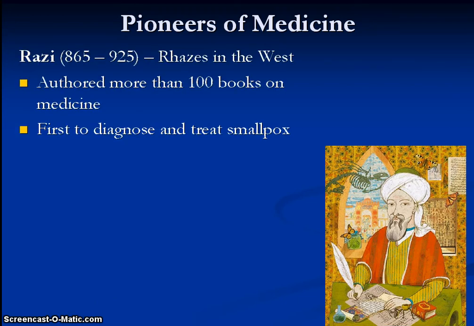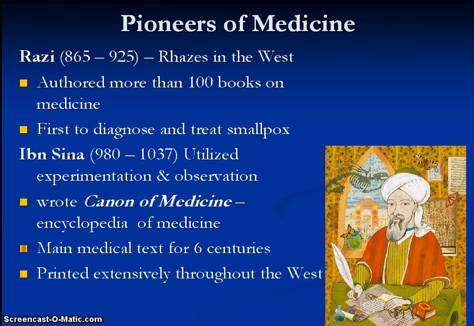They are pioneers of medicine as well. Razi authors more than 100 books on medicine. He was the first to diagnose and try to treat smallpox, which can wipe out populations. Ibn Sina utilized experimentation and observation, almost like a precursor to the scientific revolution, which occurs about 400 years later. He wrote the Canon of Medicine, an encyclopedia, which was the main medical text for the next 6 centuries, not just in the Arabian Peninsula, but throughout most of Europe as well.